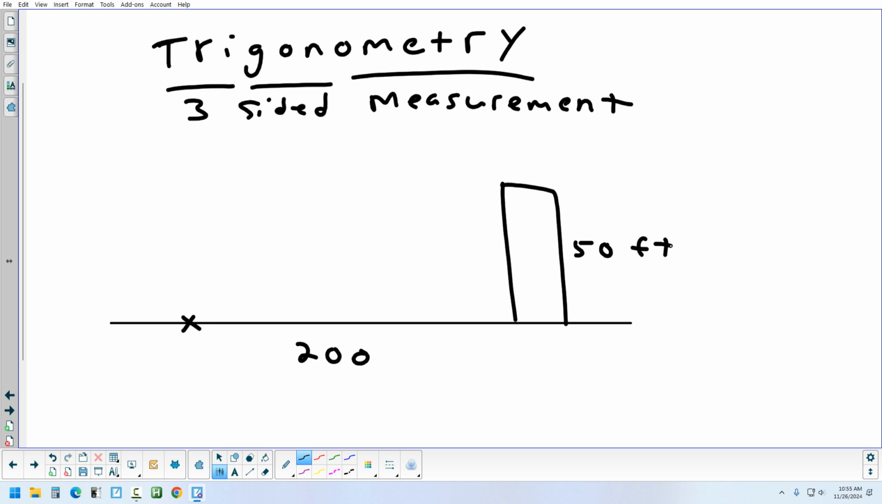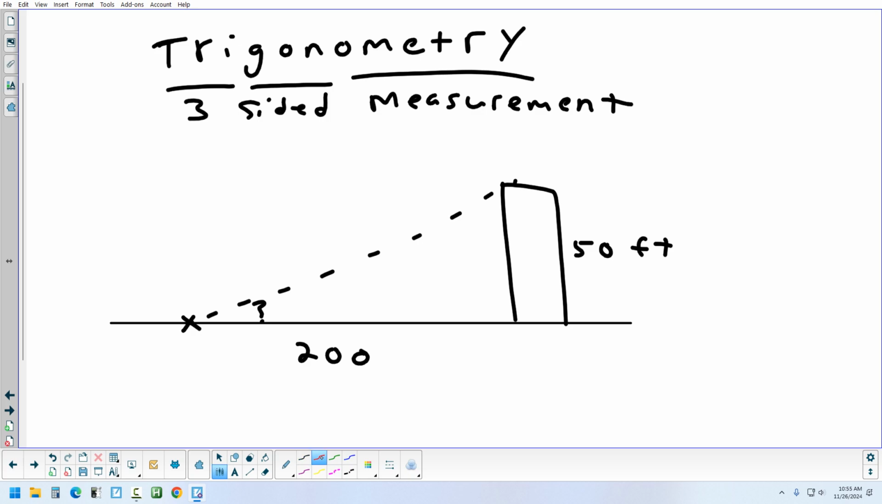Now, obviously with an object with gravity, it changes a little bit. So let's assume we're shooting a laser pointer, which wouldn't really be affected by gravity. Okay, so the question would be, what is that angle right there? So the laser pointer is pointing at the top of the building.